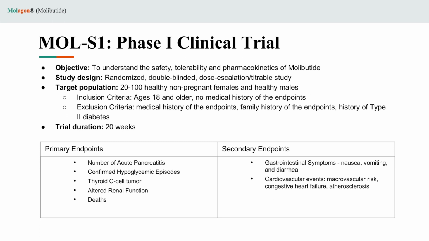The primary safety endpoints include number of acute pancreatitis episodes, confirmed hypoglycemic episodes, thyroid C-cell tumor rates in patients, altered renal function, and death. The secondary endpoints include GI symptoms, such as nausea, vomiting, and diarrhea, and other cardiovascular risks, such as macrovascular risk, congestive heart failure, and atherosclerosis.